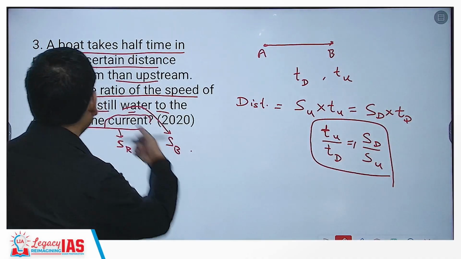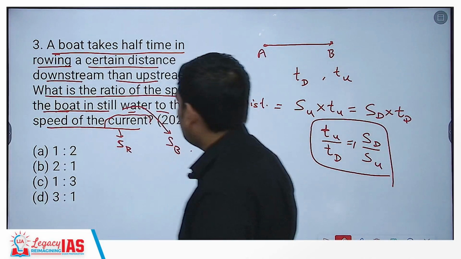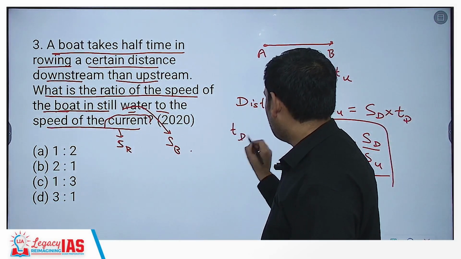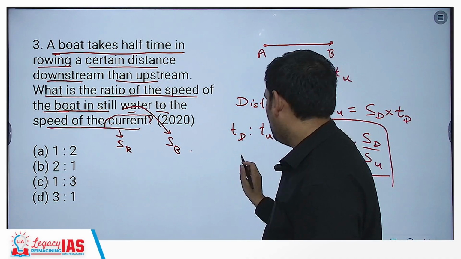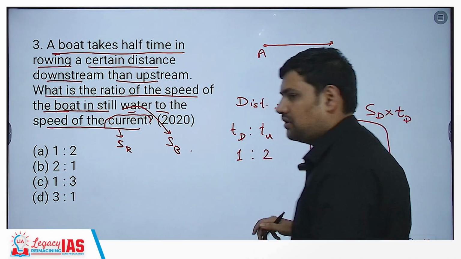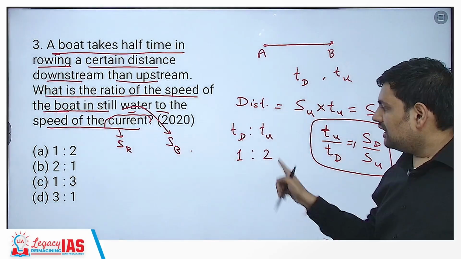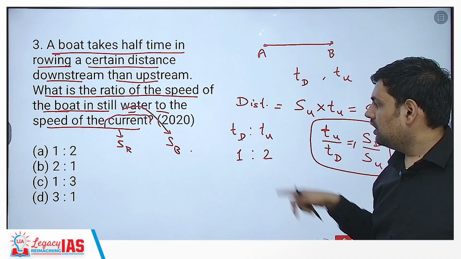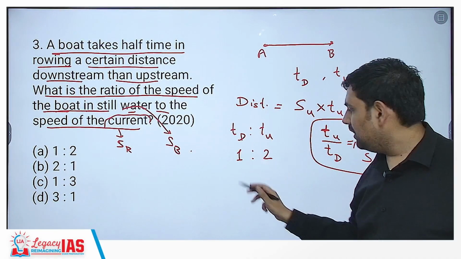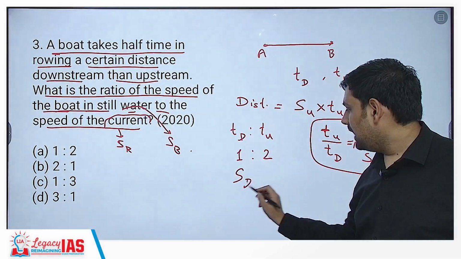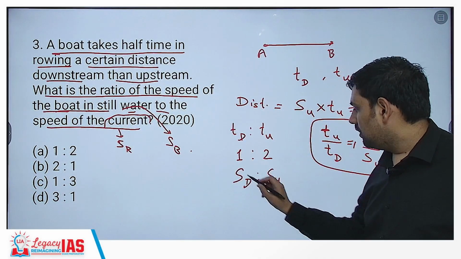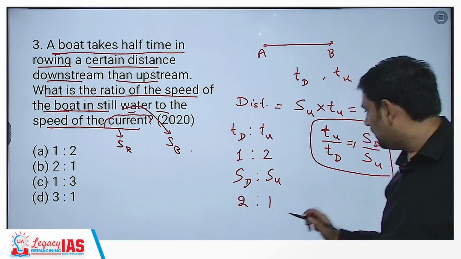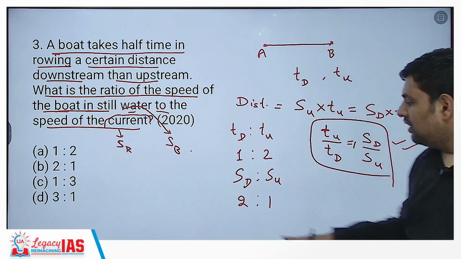Now what is given in the question? It is given the boat takes half time in rowing a certain distance downstream. So that means time taken downstream ratio time taken upstream. Now this is half. So this is 1:2. Time taken downstream is of course less, time taken upstream is of course more. Now can you tell anything about the speed? Yes, the speed will be exactly opposite. Speed while going downstream ratio speed while going upstream will be 2:1. Why? Because distance is constant. So this holds. So 2:1 you got.